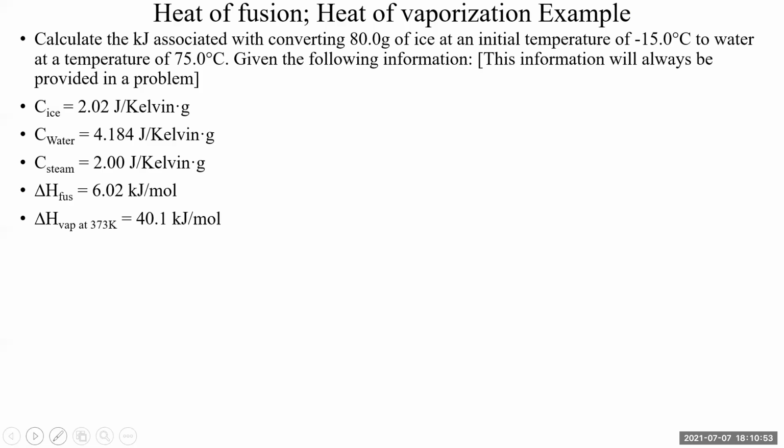Calculate the kilojoules, the energy associated with converting 80 grams of ice, this is water ice, by the way, at an initial temperature of -15 degrees Celsius. Now notice, we are not at the freezing temperature. We are at a temperature below freezing. -15 degrees Celsius ice to water at a temperature of 75 degrees. So we're going from very, very cold ice to very, very warm water.